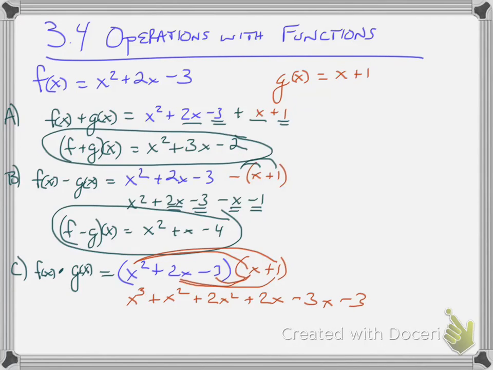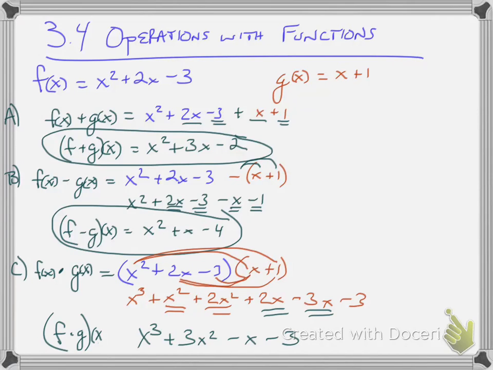Combine your like terms. I have x squared plus 2x squared. Well, nothing combines with x cubed first. Then x squared plus 2x squared becomes 3x squared. 2x negative 3x becomes negative 1x, or negative x, minus 3. So that means f times g of x is equal to x cubed plus 3x squared minus x minus 3.